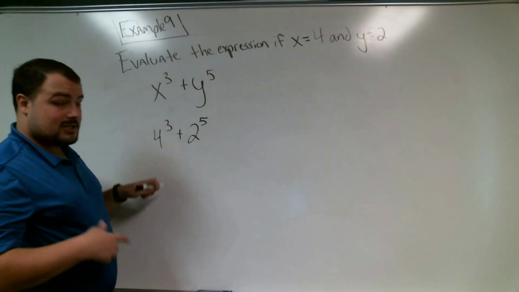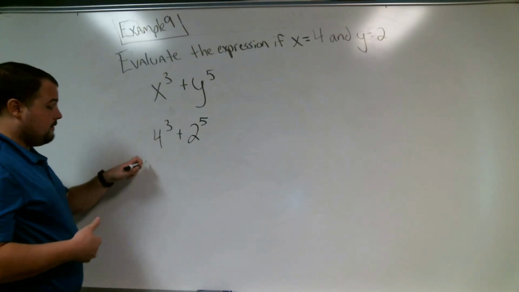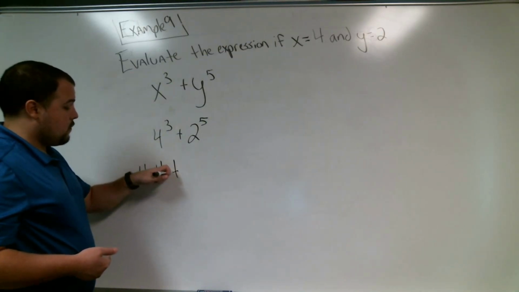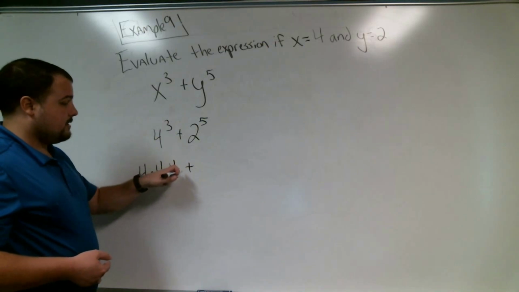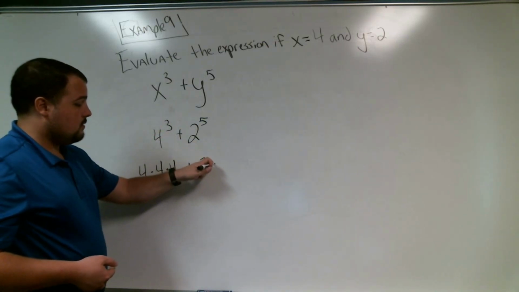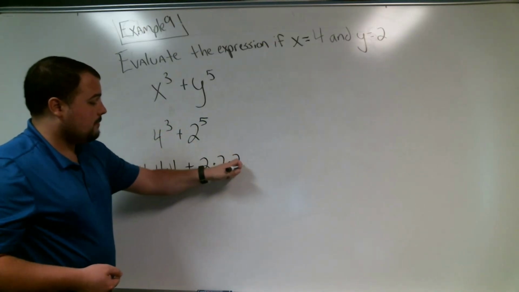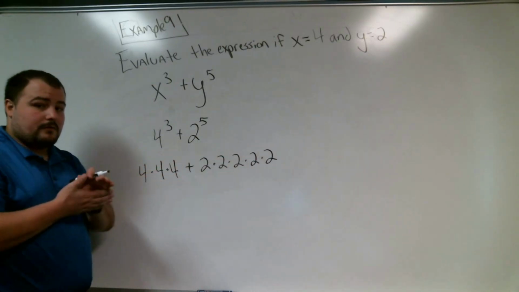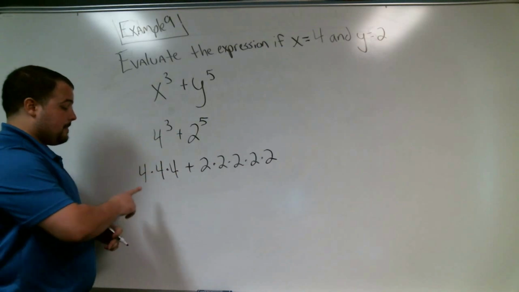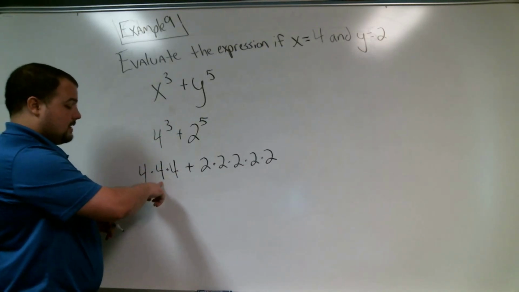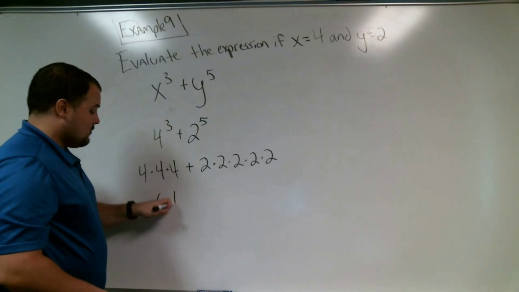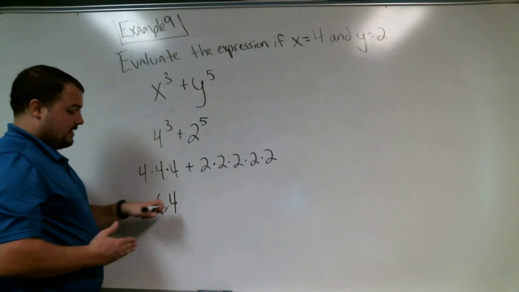I'm going to go ahead and expand that out just like we did the previous one. 4 to the third power is 4 times 4 times 4 plus 2 to the fifth power is 2 times 2 times 2 times 2 times 2. So again, this is expanded form because it's all written expanded out. 4 times 4, that's 16. 16 times 4, that's 64. So I know this number on the left side is 64.